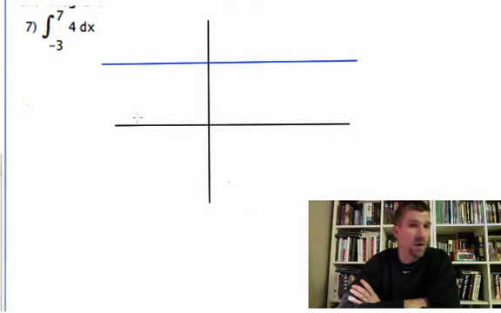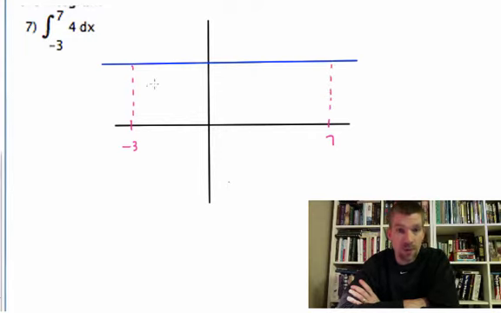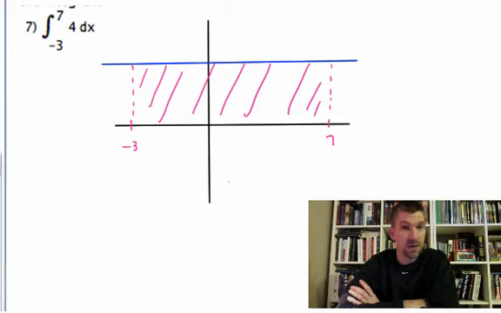But we do need to know about where -3 is, and there it is. And we need to know where 7 is, and there it is. And again, I don't need tick marks necessarily. I just need a rough idea of the shape I'm dealing with. And holy smokes, if I'm going to find the area under this shape to evaluate the integral, I'm finding the area of a rectangle, okay?